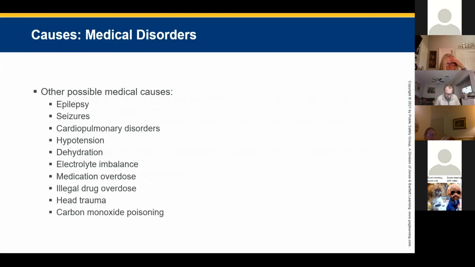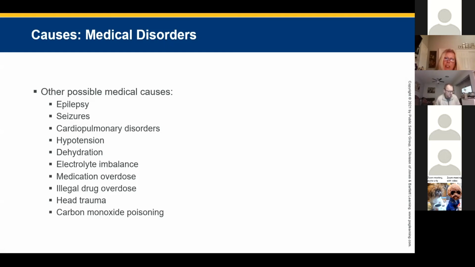What do you think that word is? Cardio. What does cardio mean? Heart. What does pulmonary mean? Lungs, respiratory. So heart and lungs, it's a disorder. So they work together. How about hypotension? What does that mean? Low blood pressure? Yes. Okay.